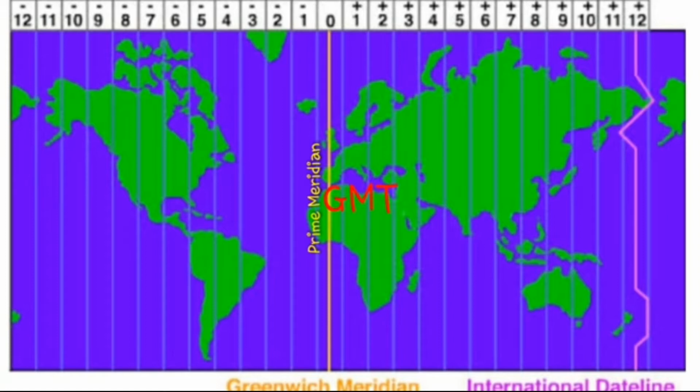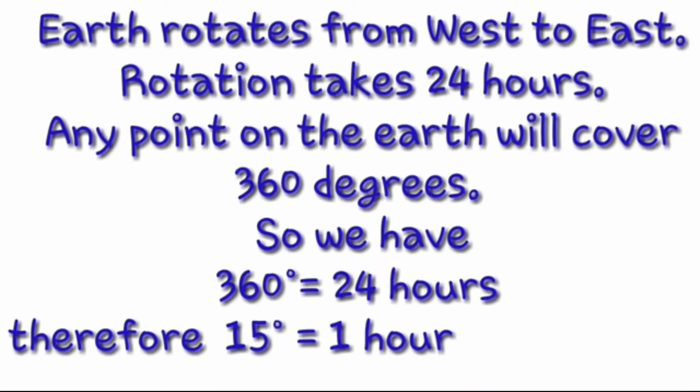When the prime meridian of Greenwich has the sun at the highest point in the sky, all the places along this meridian will have midday or noon. Earth is a sphere and rotates from west to east. Rotation roughly takes 24 hours. So in one particular rotation, any point on the earth is going to cover 360 degrees. So if we want to find out the distance covered in a particular hour, then it is 15 degrees per hour. So a point on the globe will cover a distance of 15 degrees in each hour.